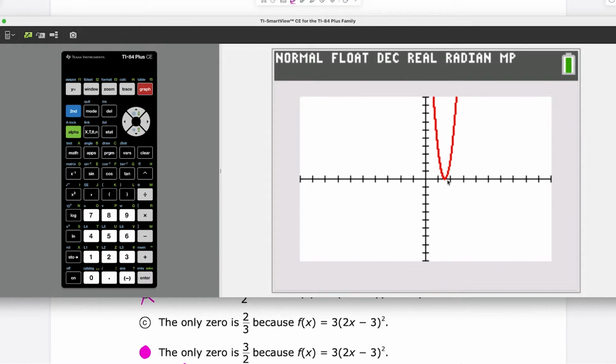And then look at where this curve hits the x-axis. The curve hits the x-axis at 1.5. Okay, so that's why the 0 is at 3 over 2, which is equal to 1.5. 2/3 would be no good because that's over here, and you can see the graph misses the x-axis over here. So choice D is definitely our answer.